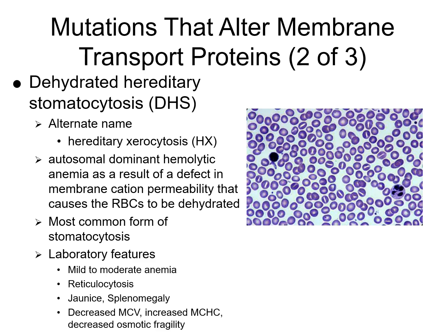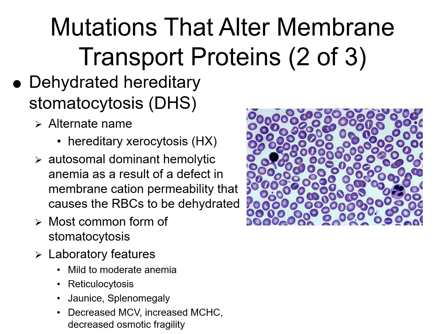For dehydrated hereditary stomatocytosis, another name for this is hereditary xerocytosis. By definition, this is an autosomal dominant hemolytic anemia that is caused by a defect in red blood cell membrane cation permeability. This results in dehydration of red blood cells. It is the most common form of stomatocytosis. For laboratory features, we will see a mild to moderate anemia. We'll also see reticulocytosis, which will reflect the bone marrow's response. For clinical signs, the patient may present with jaundice and splenomegaly.